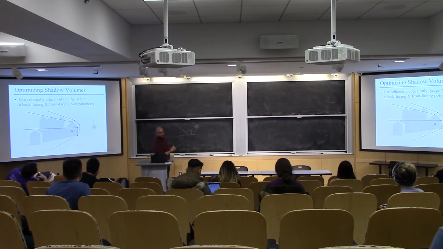Okay, so there's a lot of ways to make shadow volumes faster. Obviously this is a very slow algorithm because it requires rendering giant multiple times the number of triangles in your scene.